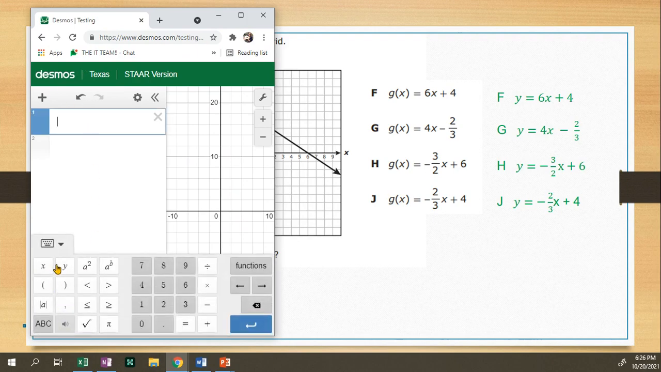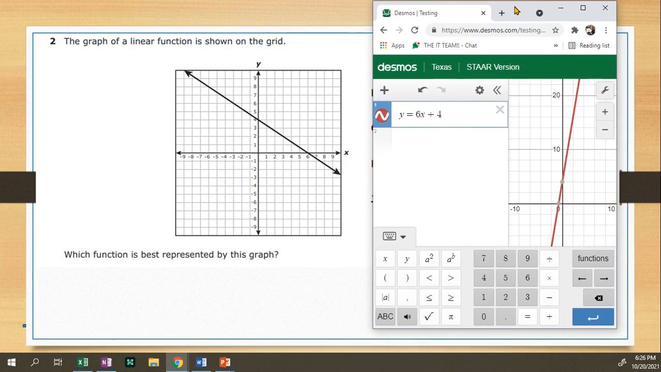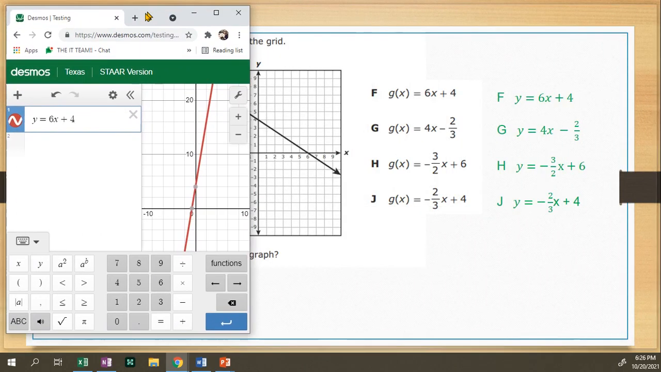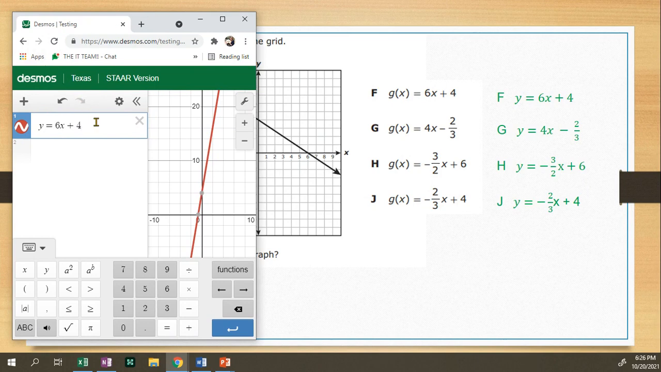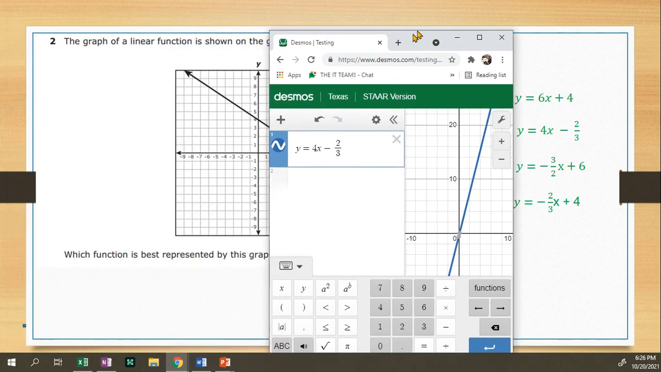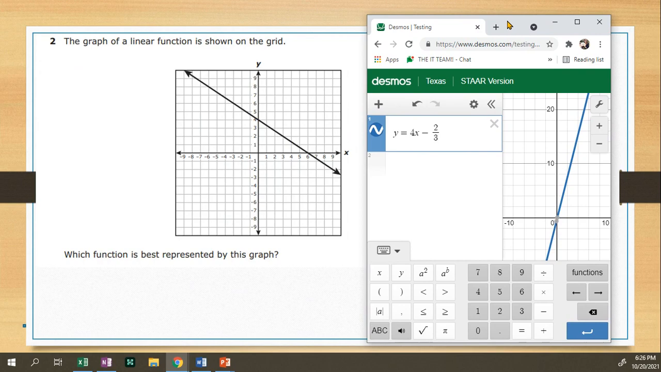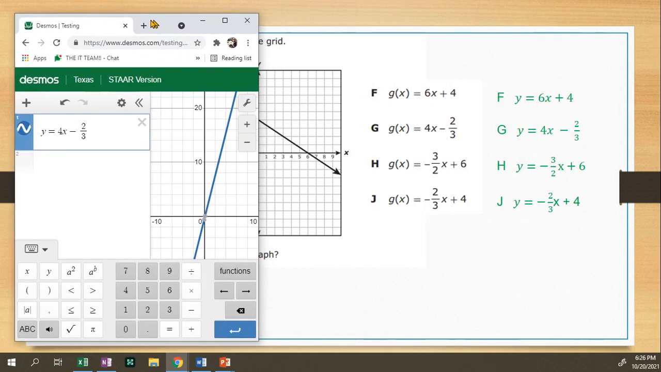So I press my up arrow here and type in y equals 6x plus 4. And we can see this line is pointing up to the right and our original problem is pointing down to the right. So immediately we know that F is not the correct answer. So now we go on and type in the next answer. y equals 4x minus 2/3. And that's just 2 divided by 3 to the calculator. And we can see this line is also pointing up to the right. The original line is pointing down to the right. So this isn't our answer.